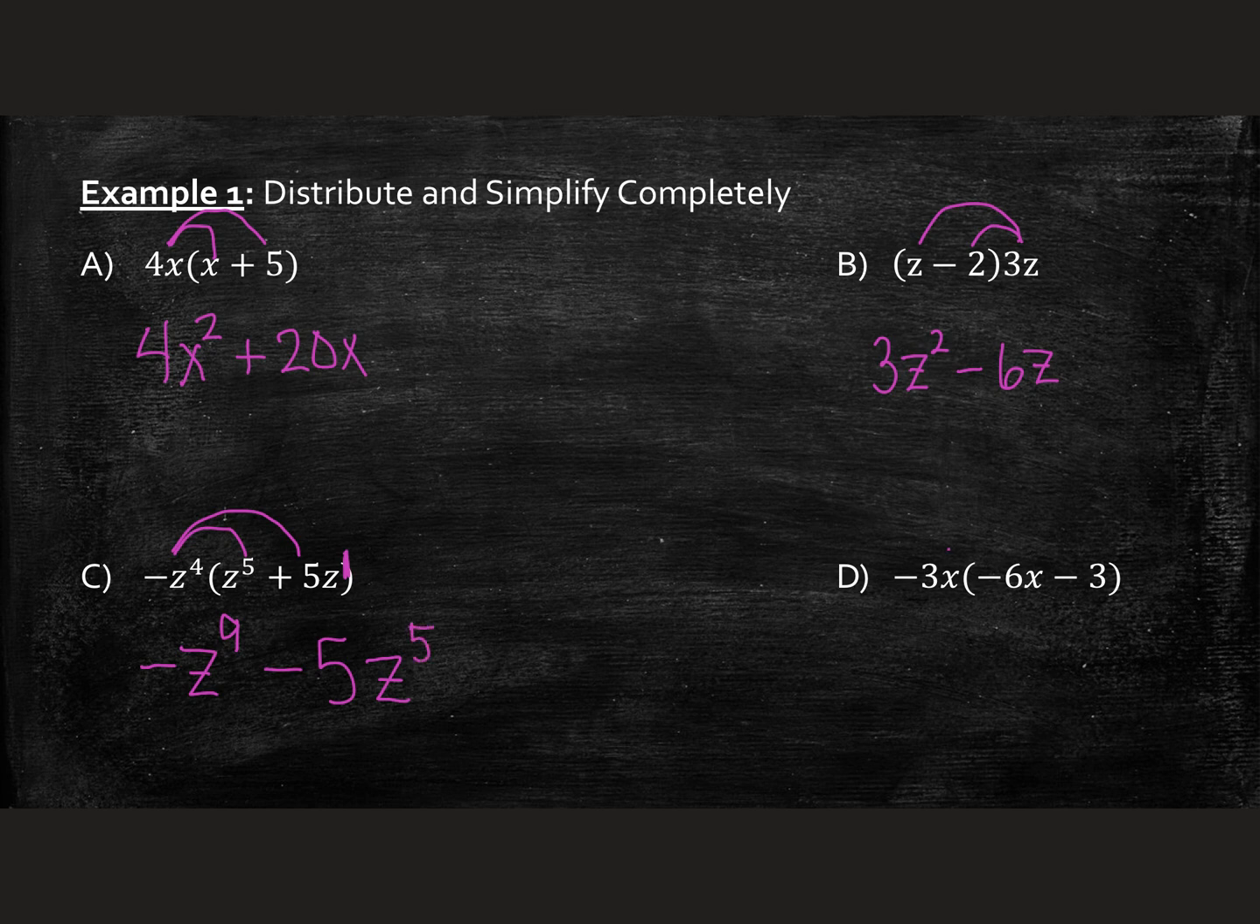Let's look at this next one. Negative 3x times a negative 6x would give you a positive 18, because you want to multiply those coefficients, and then x times x is x squared. Negative 3x times negative 3 is a positive. 3 times 3 is 9, so it's a positive 9x.